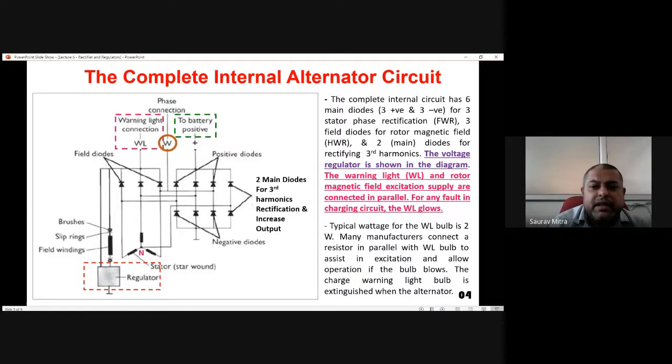Likewise. Okay, so this is an 11 diode circuit, and we have explained everything except this W. So what is W? W is a phase connection which is taken out. Now this phase connection is for two purposes.